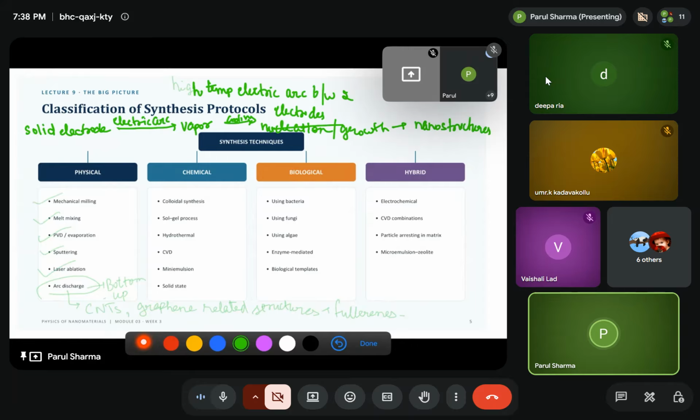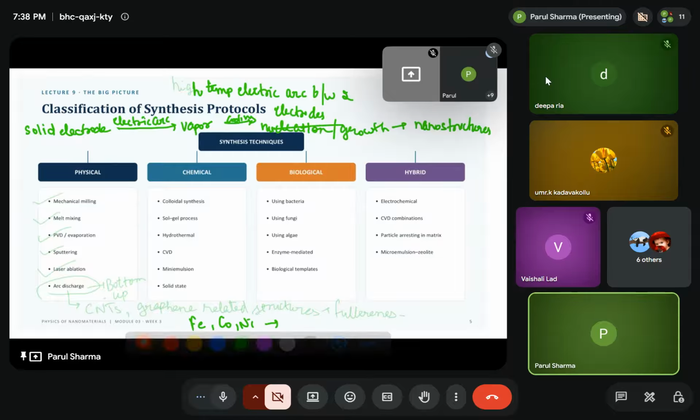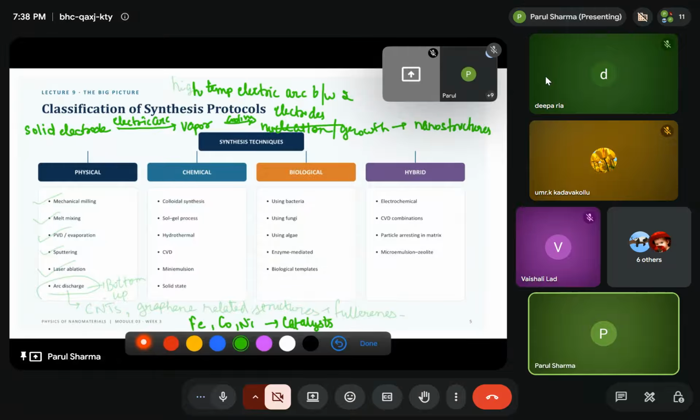Suppose we use catalysts such as transition metals incorporated into the anode, then it will lead to nanotube formation. What catalysts are we using? Iron, cobalt, and nickel. These catalysts help to facilitate the nucleation and growth of the nanotubes. And the arc current will control the nanomaterial formation. So this is a bottom up technique, and it is a physical technique.